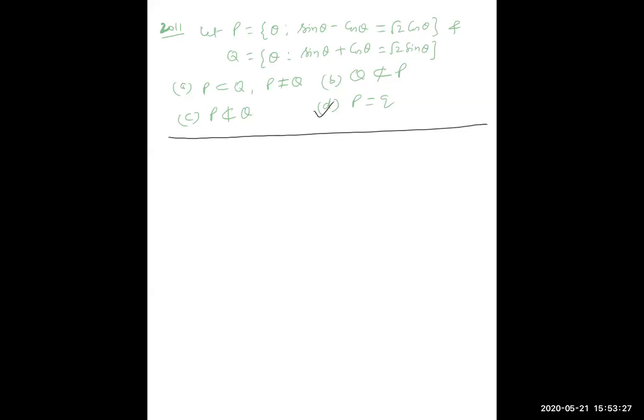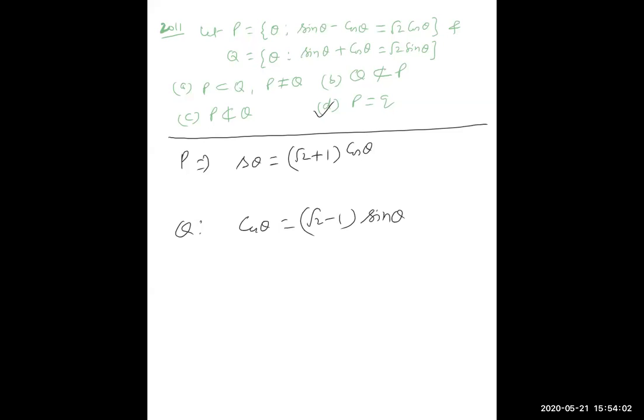So here you can see P. What is P? P is sine theta is equal to, transferring that term to that side, under root 2 plus 1 cos theta. So last option D, yes, correct. And Q is cos theta is equal to under root 2 minus 1 sine theta.